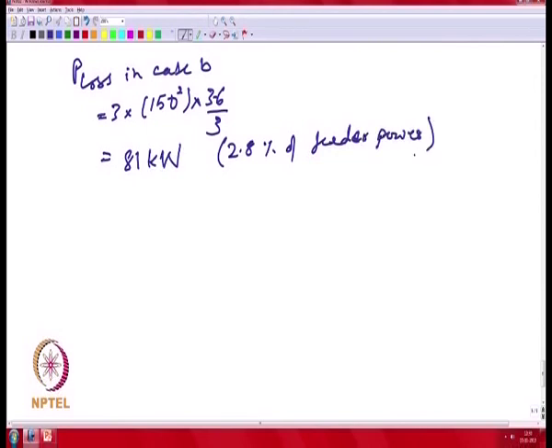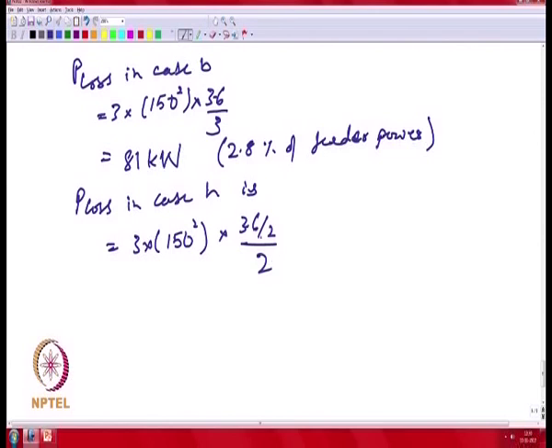So, you can see that there is quite a bit of loss along the feeder, and when you have the parallel conductors, it is half of this particular number. So, you get 40.5 kilowatts or 1.4% of feeder power.